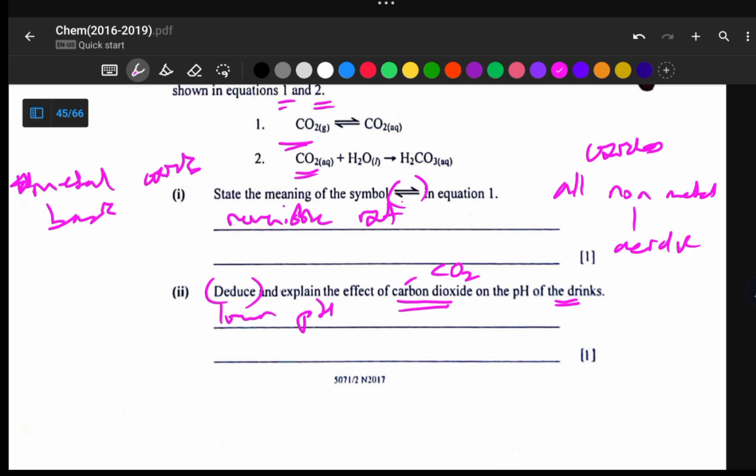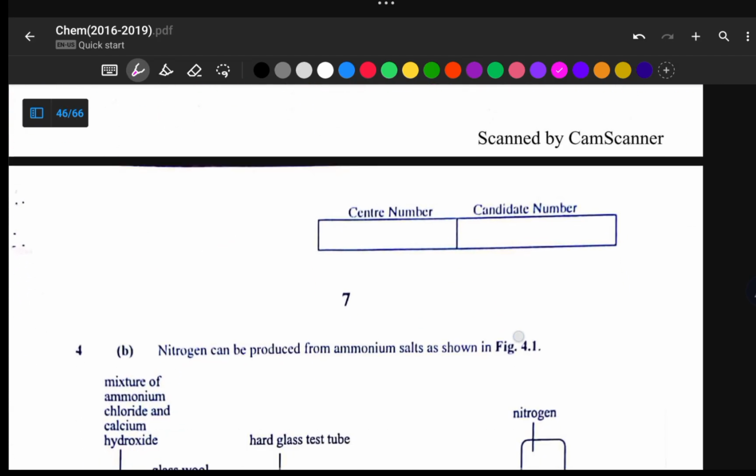So when it dissolves in water, it is going to form carbonic acid. So carbonic acid will then liberate the protons. It dissociates to form the protons, making the solution acidic, right? So this is the effect of carbon dioxide on the pH of the drinks, right? And then we move on to the next equation.